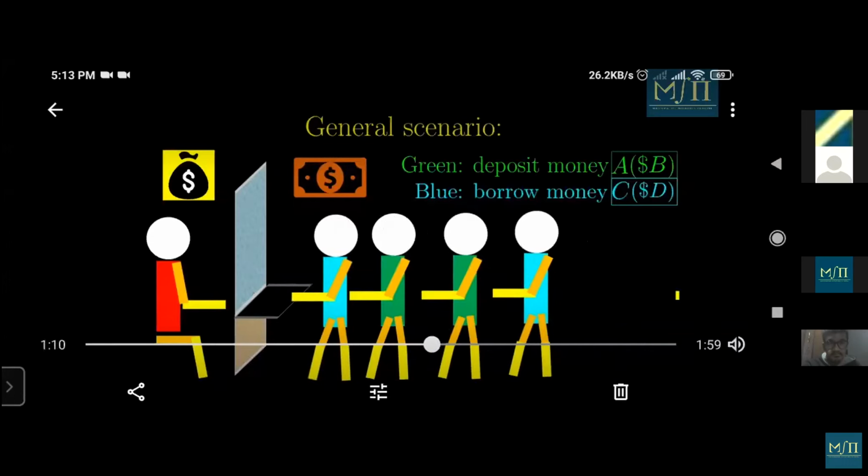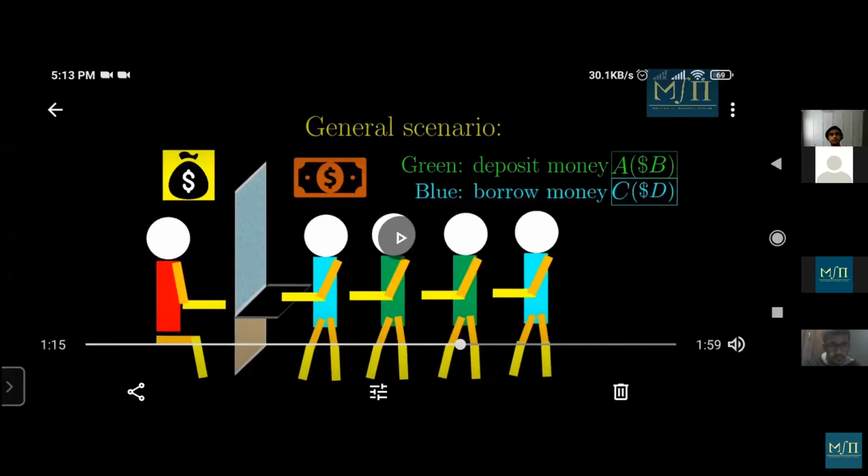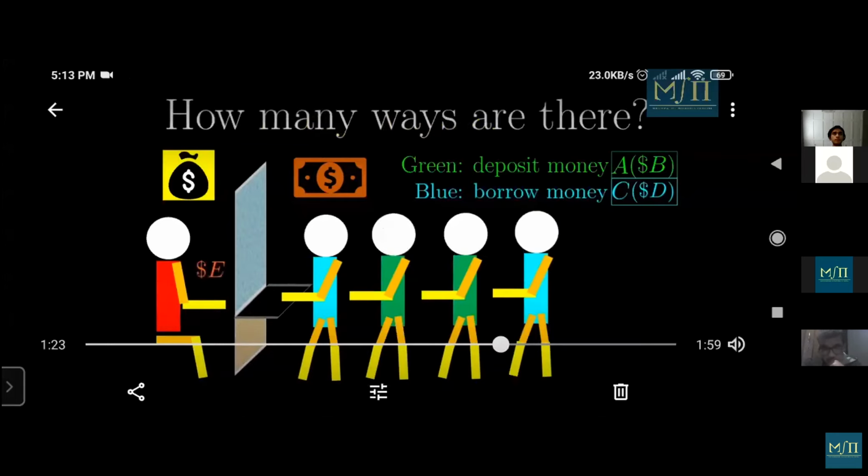But if we simplify the case where A is equal to C, that is, the number of people borrowing and depositing are the same, and each of them wants to borrow the same sum, and initially the bank does not have any money, that implies the bank has to have first people in the queue who will be depositing certain money, right? So how many ways are there? That's the problem where the Catalan numbers pop up.